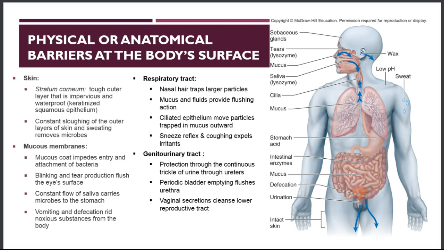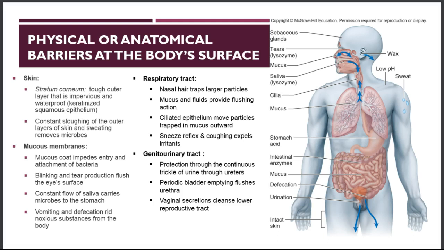So there are a number of physical structures that are part of this first line of defense. The skin is one of those. The outer layer of skin is called the stratum corneum, and it is a very tough layer of skin. It is composed of keratinized squamous epithelium. This helps it to resist abrasion. It's also waterproof, and it is particularly thick on the palms of the hands and soles of the feet. And it is impervious to penetration by microorganisms as long as it's intact.